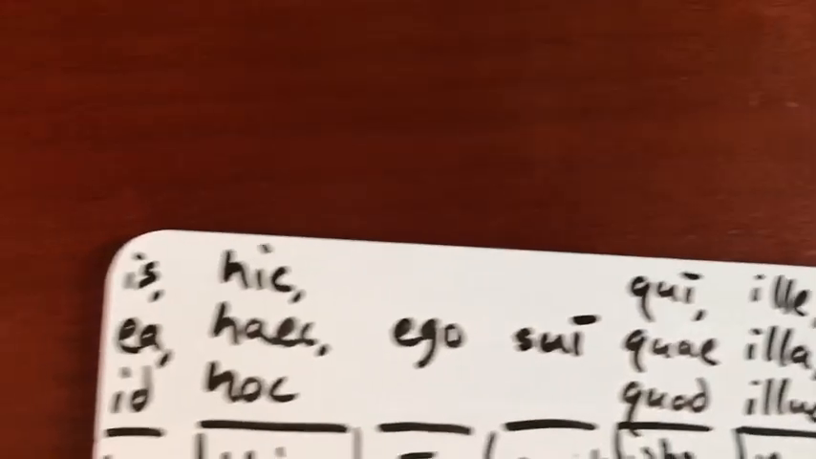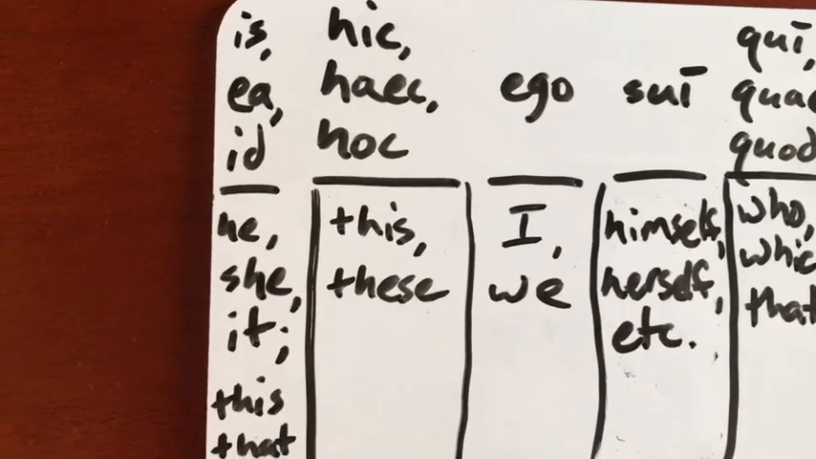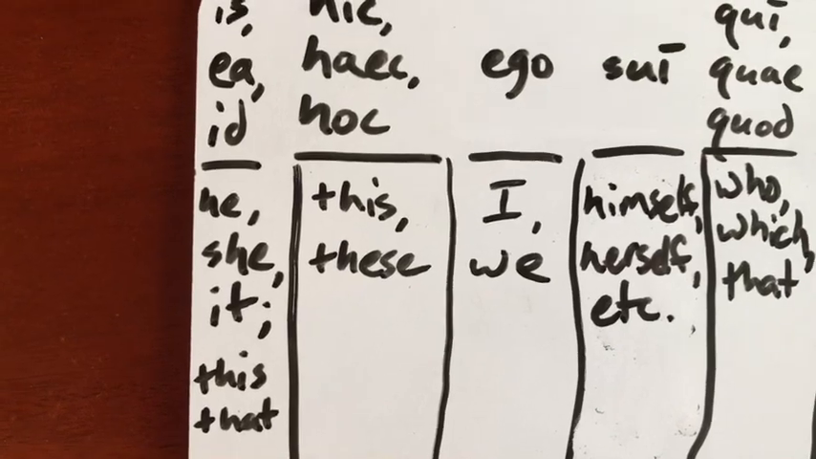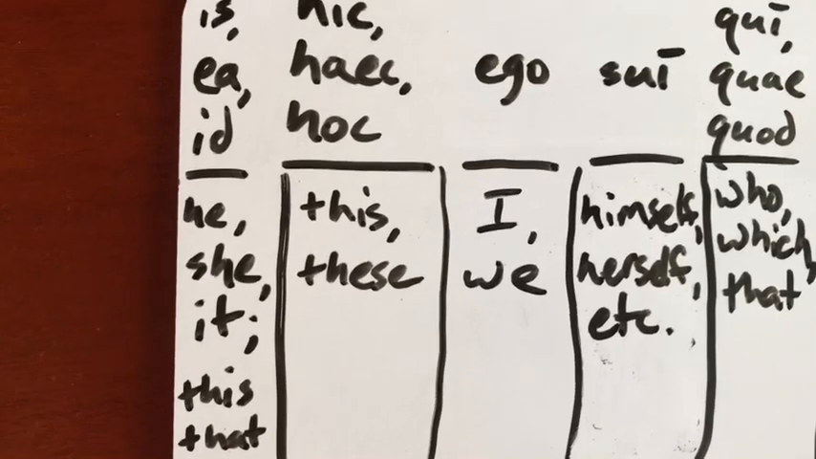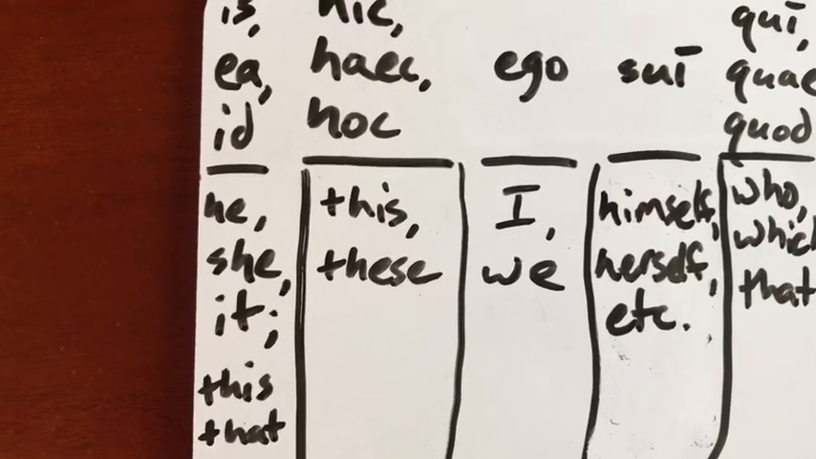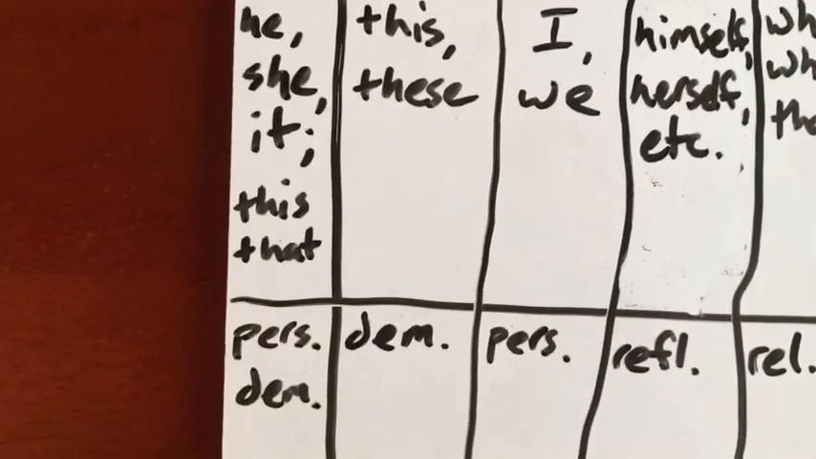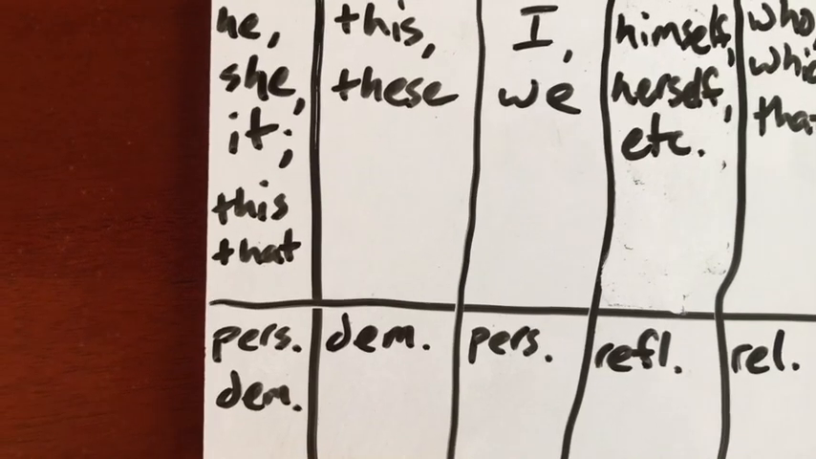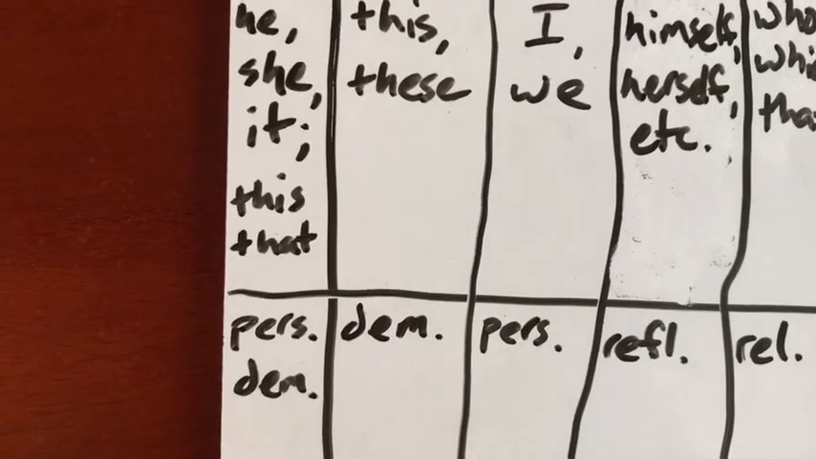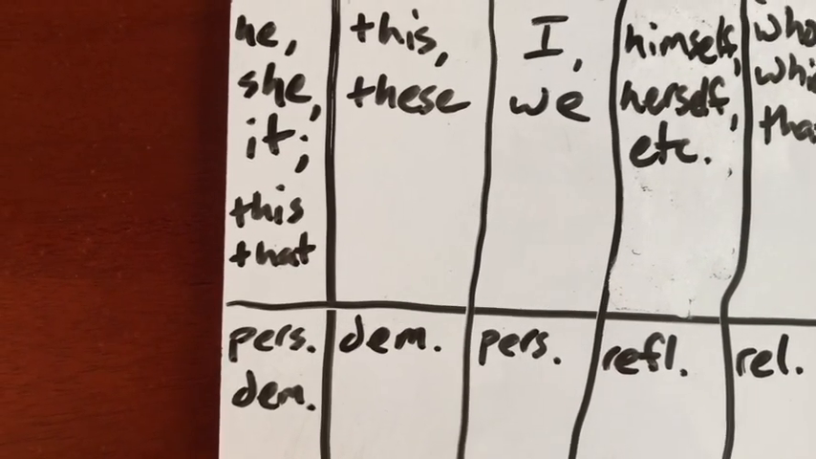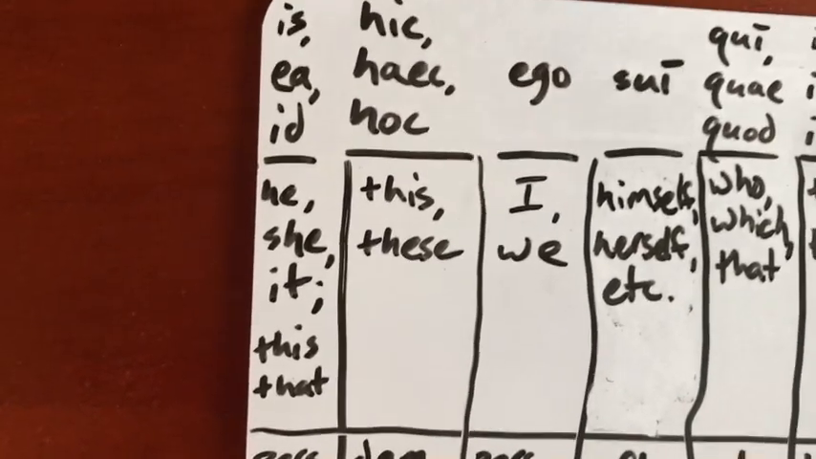All right, let's take a look here. Now, this is a little tricky here. So, is ea id is a rather peculiar one. It can mean he, she, it. It can also mean this or that. In the plural, of course, it can mean they, and then these and those. So it can mean a whole bunch of different things. And it functions both as a personal pronoun, third person personal pronoun, and as a demonstrative. So remember, personal just means it's going to indicate a particular person or thing. Demonstrative would mean it's pointing something out. Okay? So that would be is ea id.